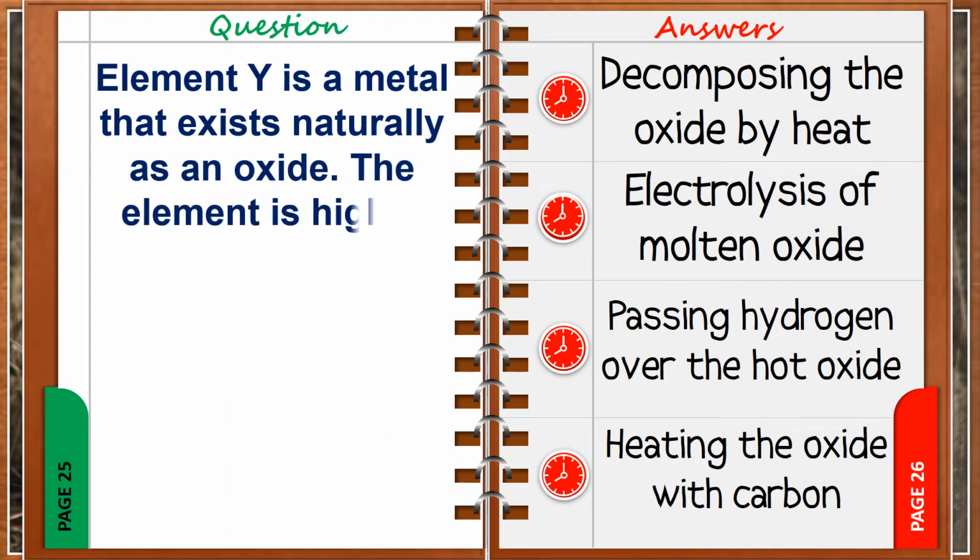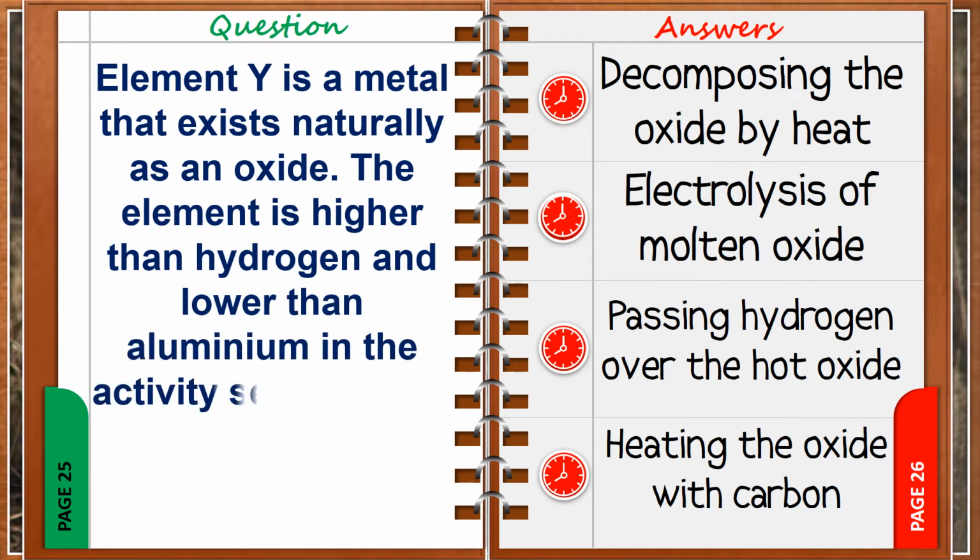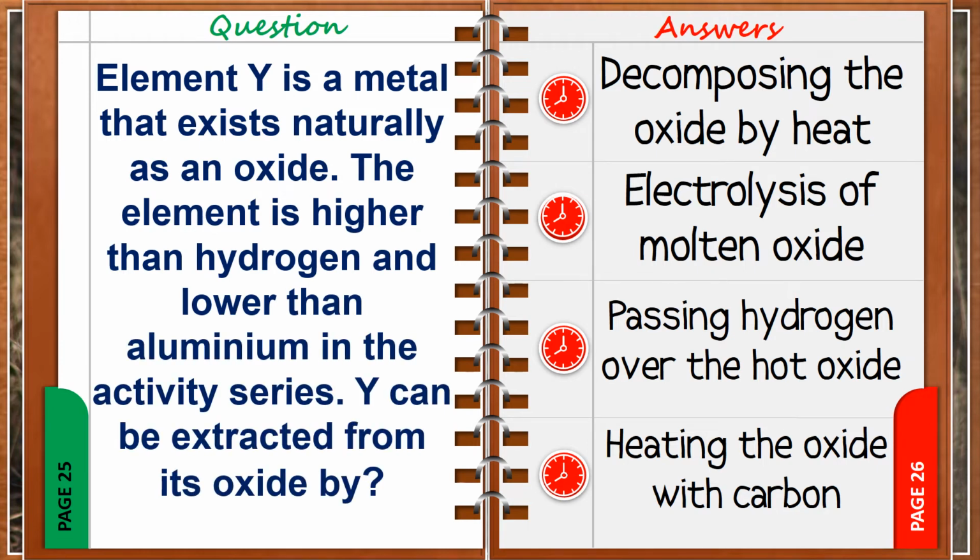Element Y is a metal that exists naturally as an oxide. The element is higher than hydrogen and lower than aluminium in the activity series. Y can be extracted from its oxide by heating the oxide with carbon.